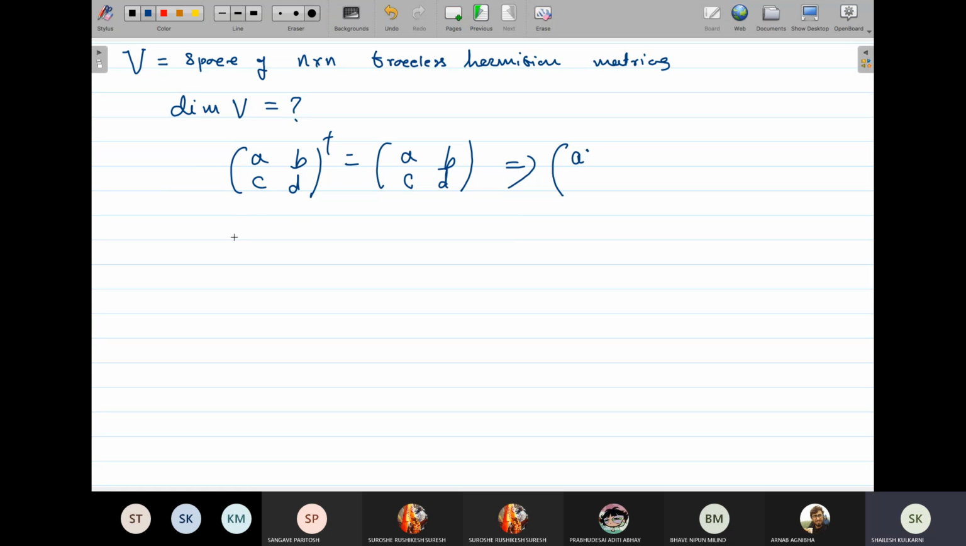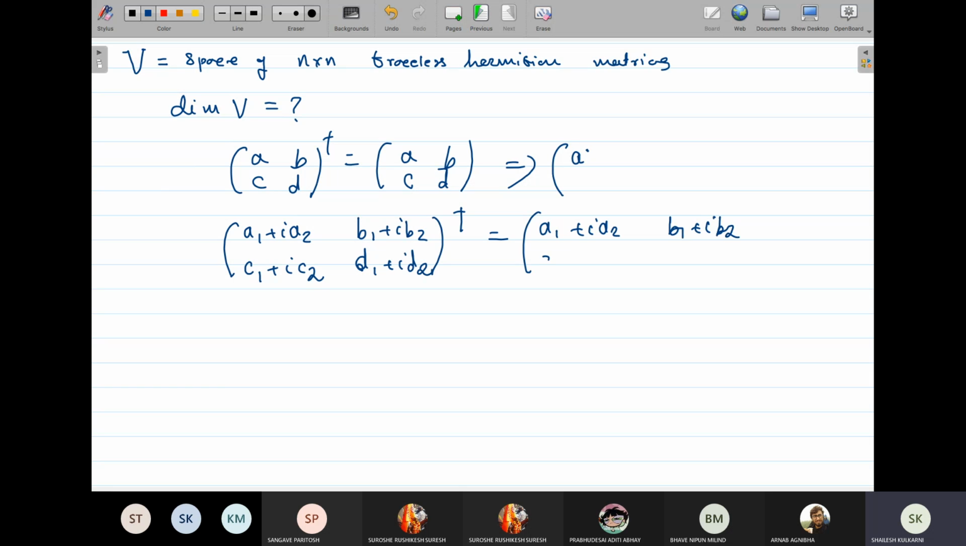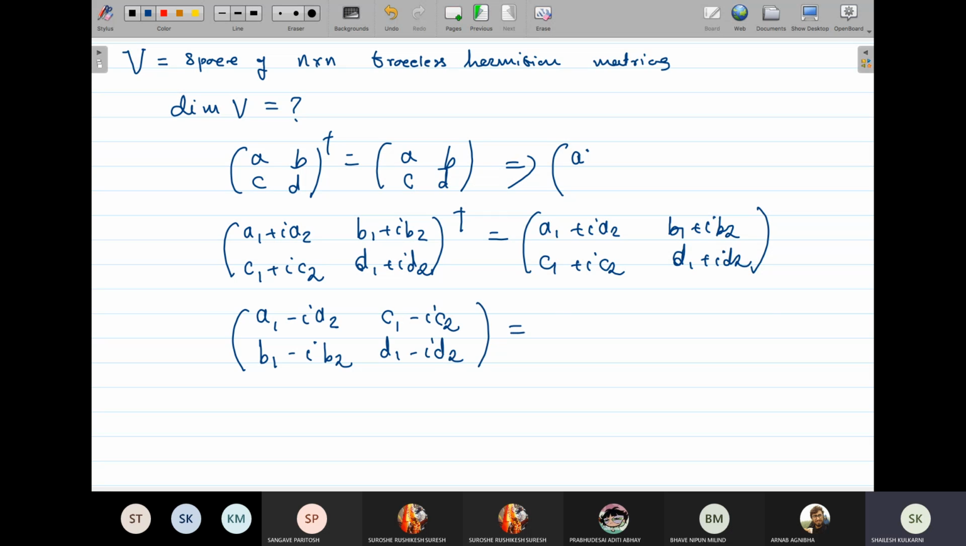So I can write A as A1 plus i A2, B as B1 plus i B2, C as C1 plus i C2, and D as D1 plus i D2. This dagger is equal to A1 plus i A2, B1 plus i B2, C1 plus i C2, and D1 plus i D2. Taking the dagger, this means A1 minus i A2, C1 minus i C2, then B1 minus i B2 and D1 minus i D2. So this is equal to this.